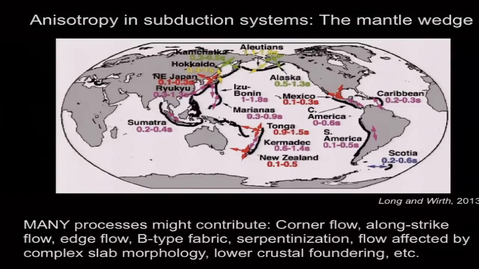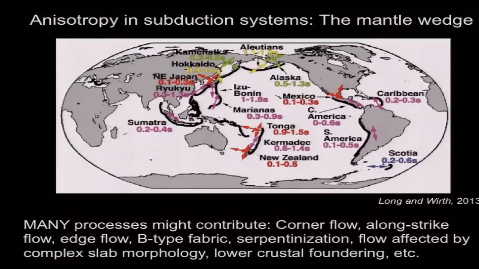There are a bunch of processes that likely do contribute to anisotropy in the mantle wedge: corner flow, a component of flow along strike, flow around the edge, B-type fabric. You might have a contribution from serpentinite, from hydrous minerals, which have very strong anisotropy. The complicated slab morphology is going to affect things. You might have lower crustal foundering. There's just a whole range of processes.